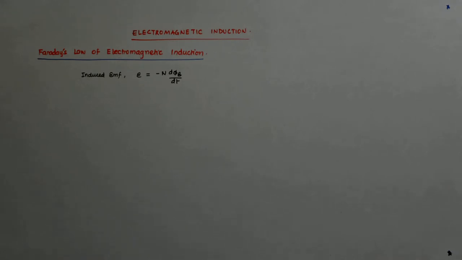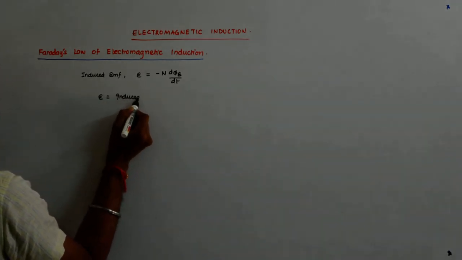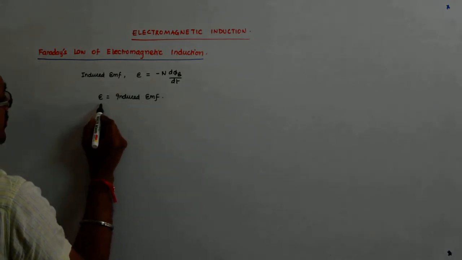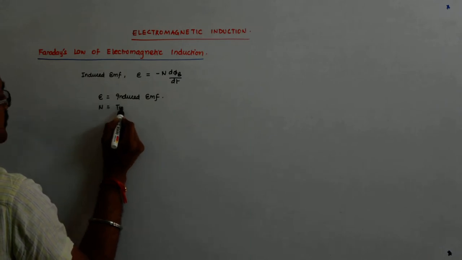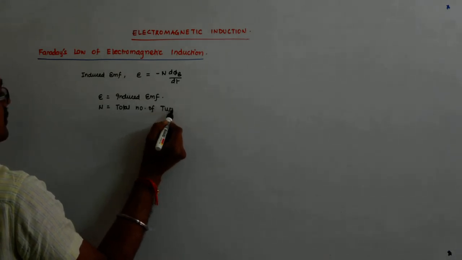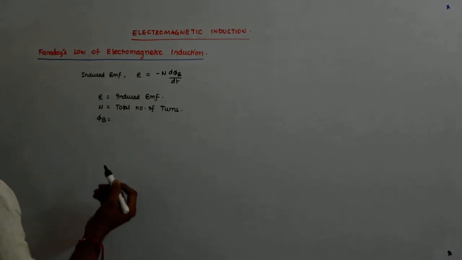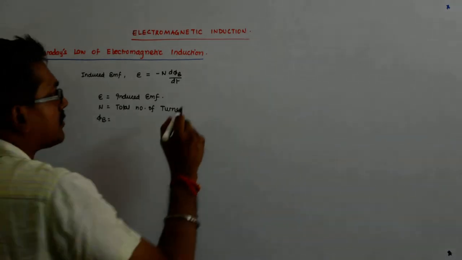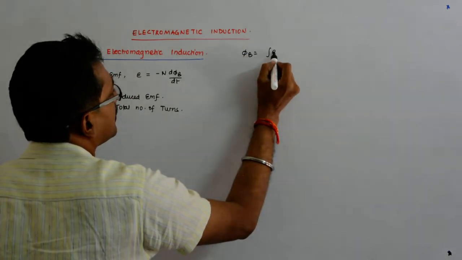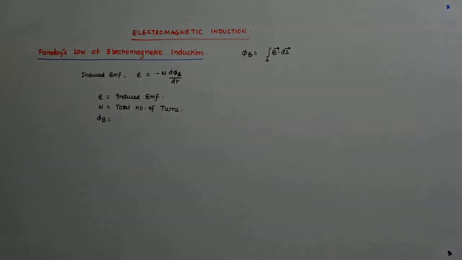We know what here E is: induced EMF. What is my N? N is the total number of turns. What is phi b? Phi b is what we defined just now. What is my flux? Flux is integral B dot ds summed over the surface.